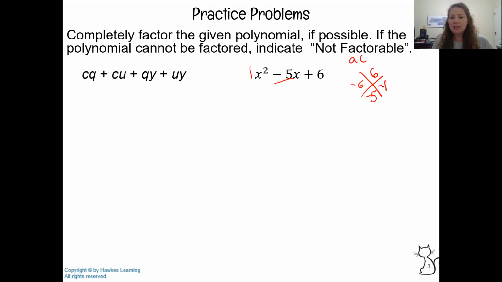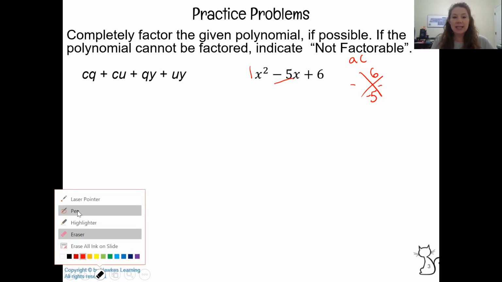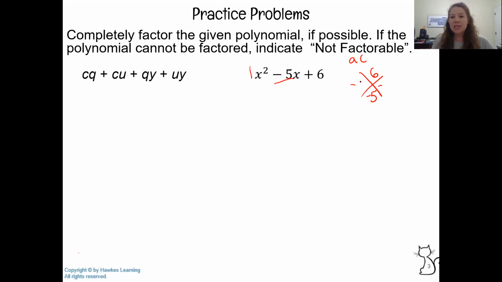Wait, is that right? No, that's not going to work out. Oh, it's not 6 and 1, is it? It's going to be 3 and 2. So I was about to pick the wrong 2 numbers because I know I have to have 2 of the same sign to equal a positive 6. So -2 times -3 is positive 6, but then also -2 plus -3 equals -5.